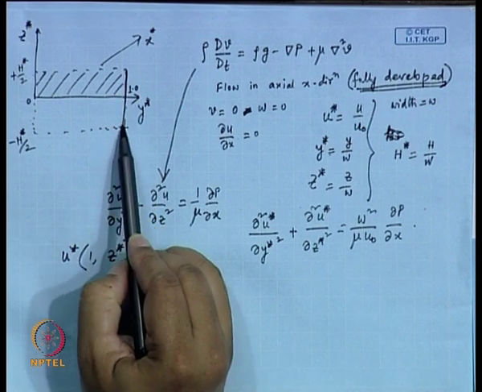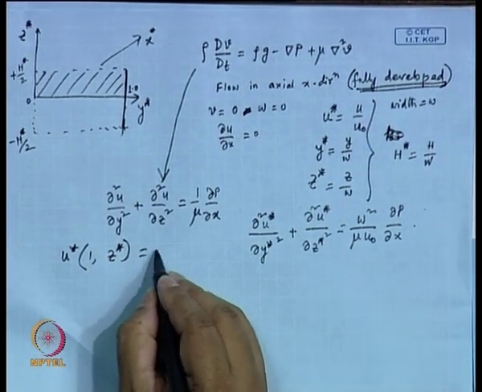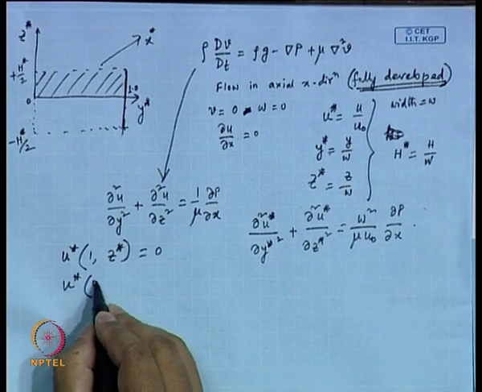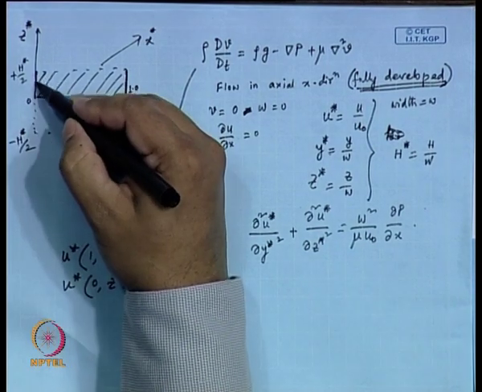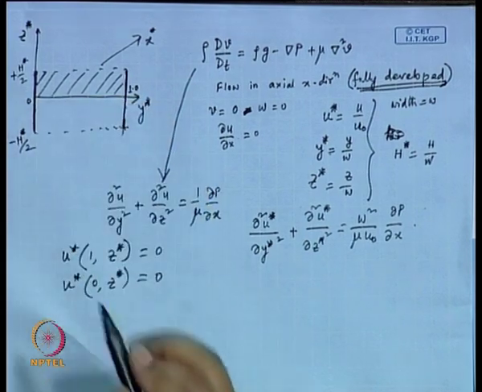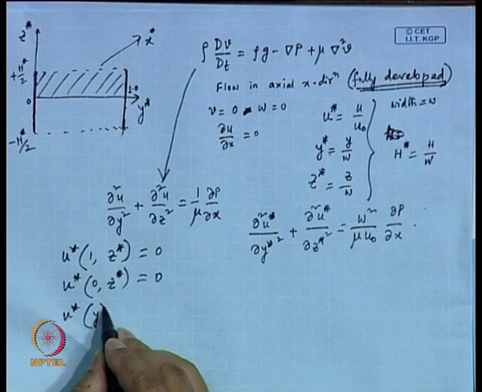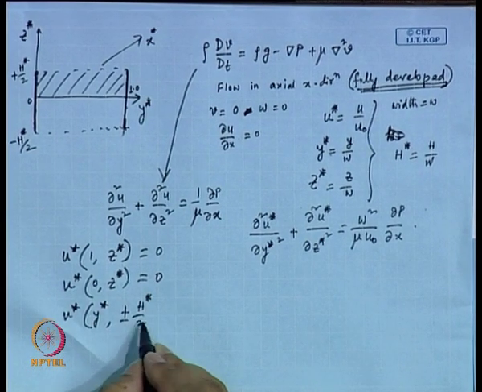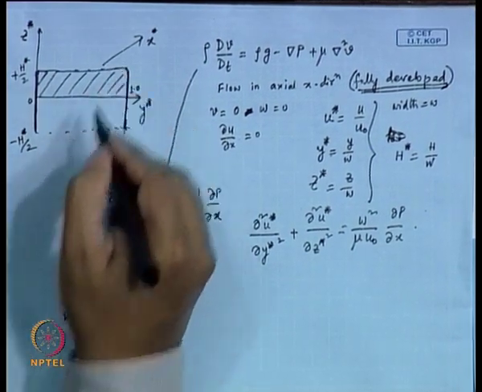Okay. And the boundary conditions would be simply u star at 1, z star, 1 means here, at this wall for all values of z star, the velocity would be equal to 0 if you consider no slip. U star at 0, z star is equal to 0. That means, at this boundary it would be all 0 because it is a no slip, and u star at y star plus minus h star by 2 is equal to 0, no slip boundary condition.